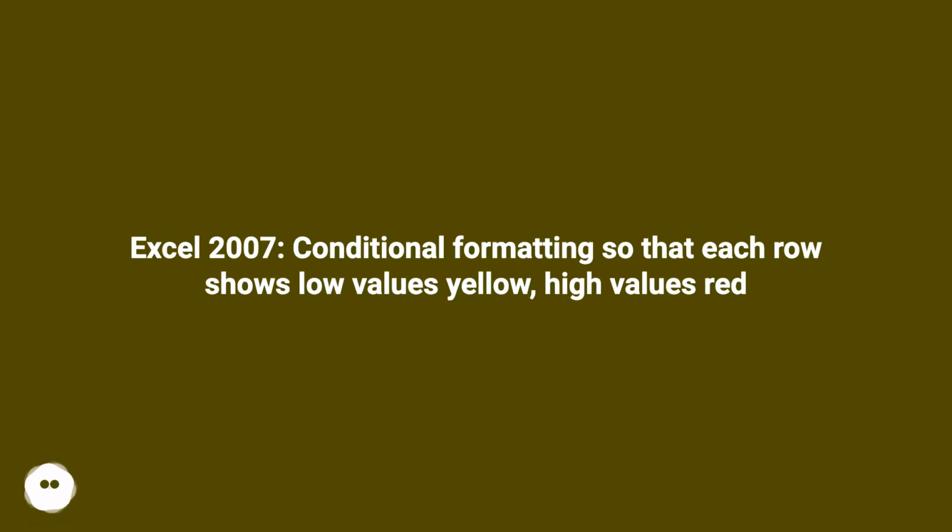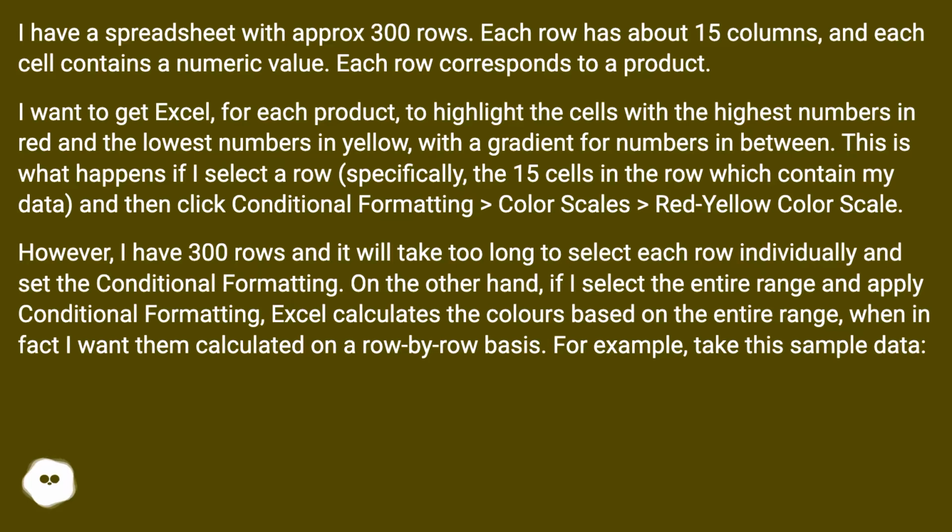Excel 2007, conditional formatting so that each row shows low values yellow, high values red. I have a spreadsheet with approximately 300 rows. Each row has about 15 columns, and each cell contains a numeric value. Each row corresponds to a product. I want Excel, for each product, to highlight the cells with the highest numbers in red and the lowest numbers in yellow, with a gradient for numbers in between.